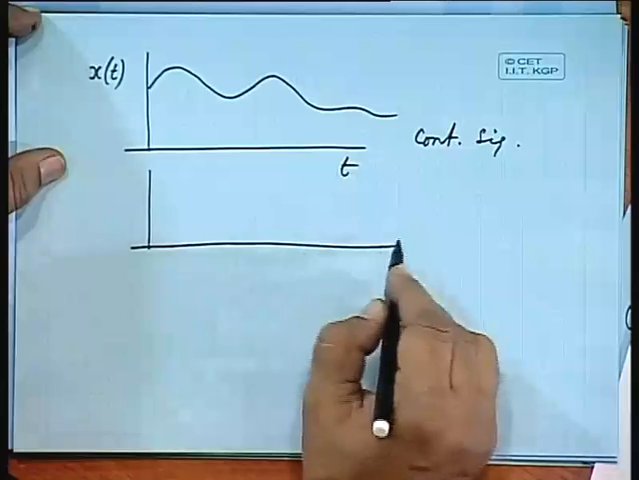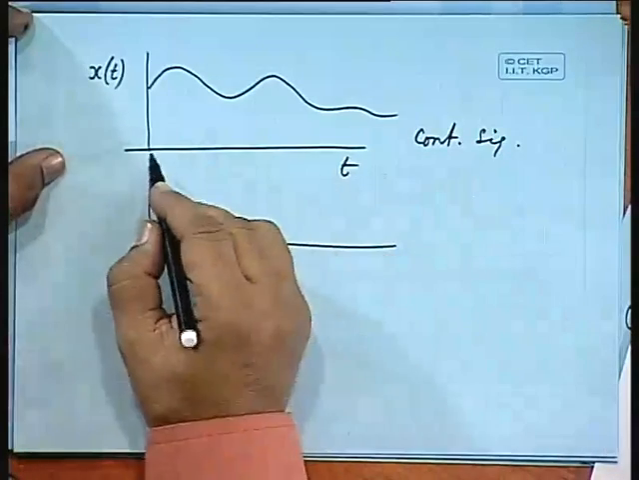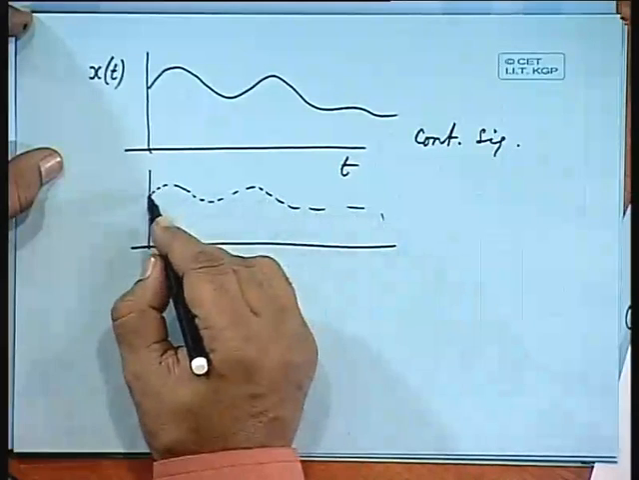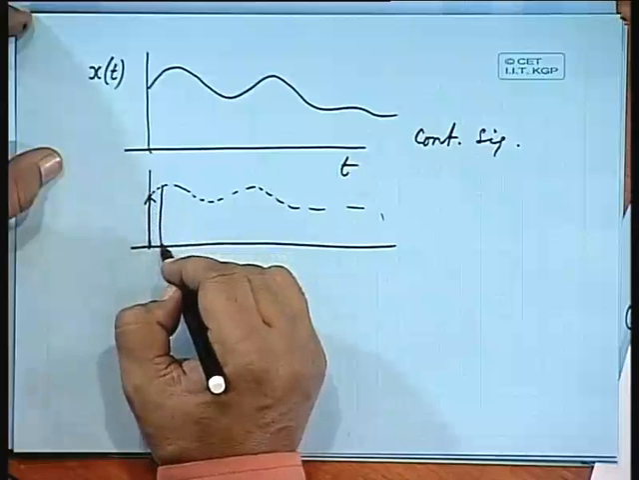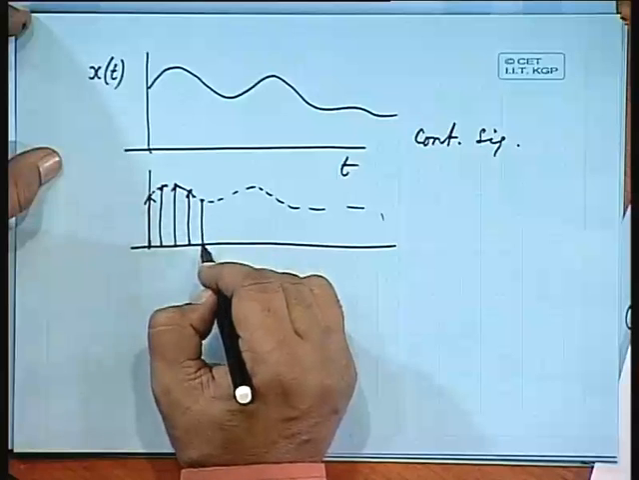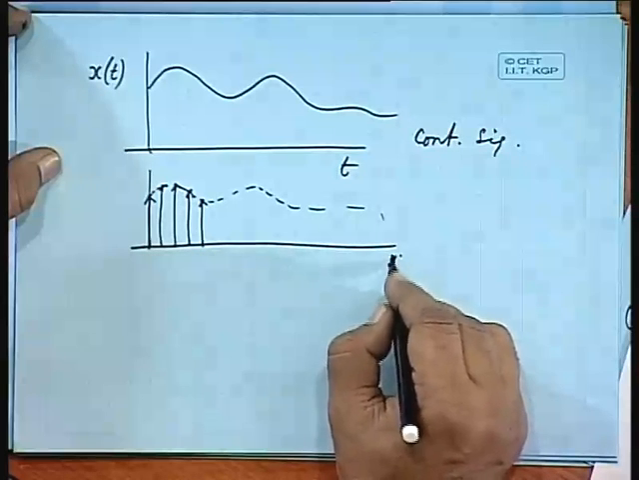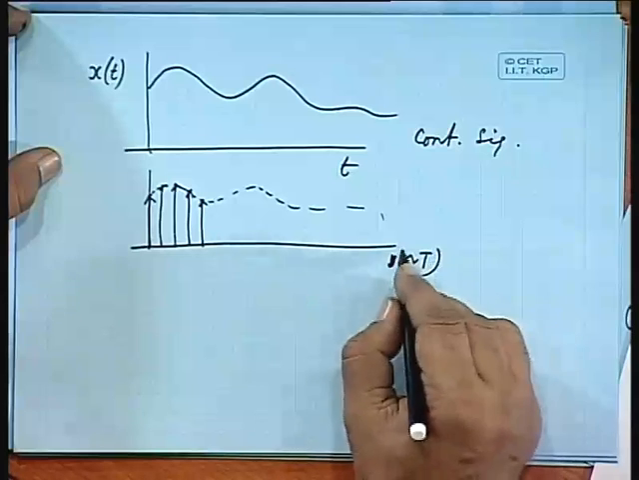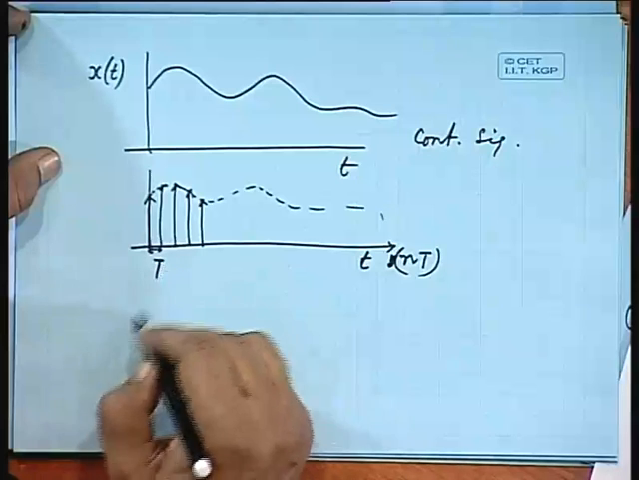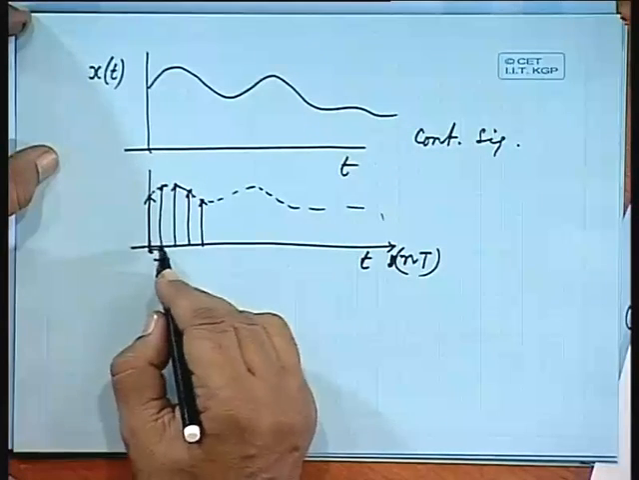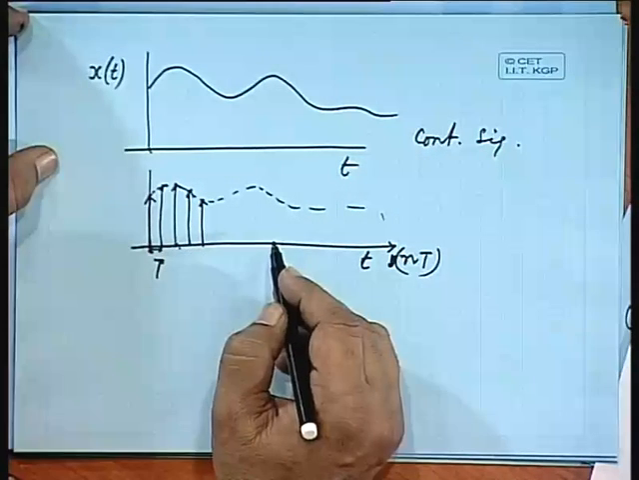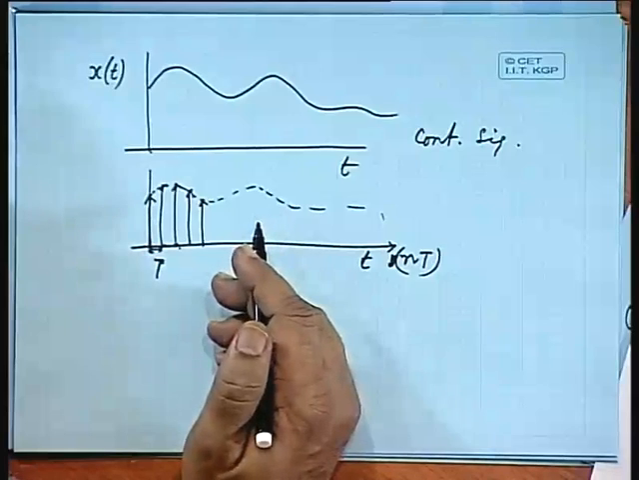If I discretize it, that is, if I measure the value of the function at regular intervals of time, then the same function will be observed only at discrete times. So these are the values recorded. This will be x(nT), only at multiples of T. T is the sampling time, only at multiples of T we will have the values. Now mind you, with these recorded values, you have nothing in between, it is not defined.